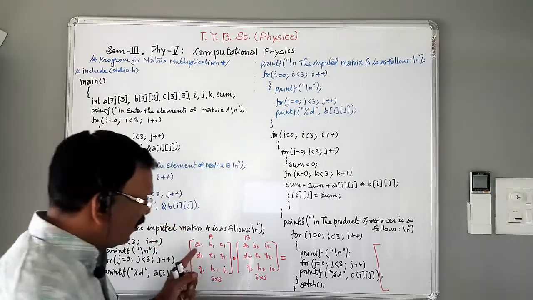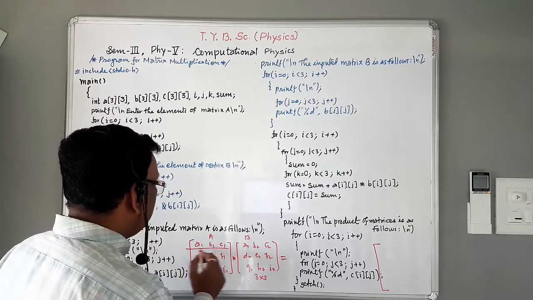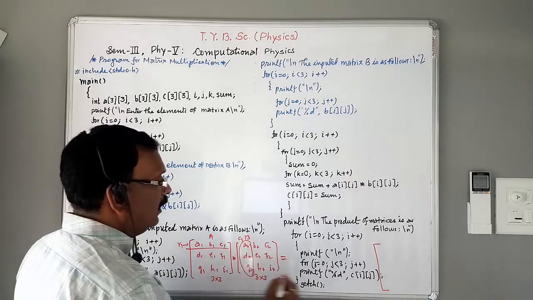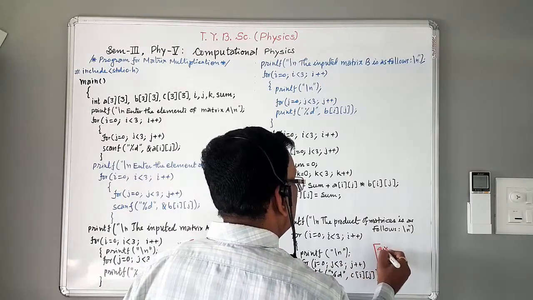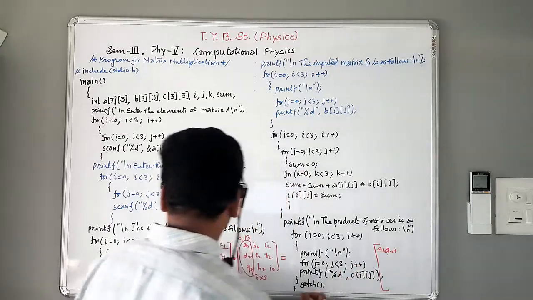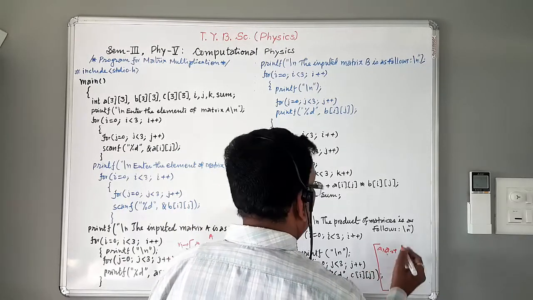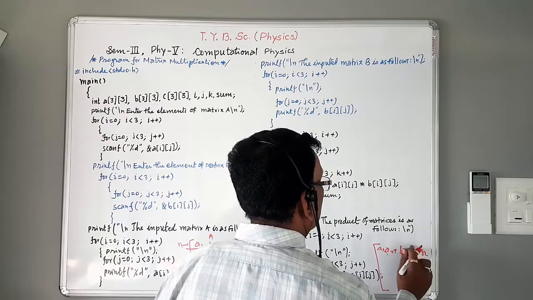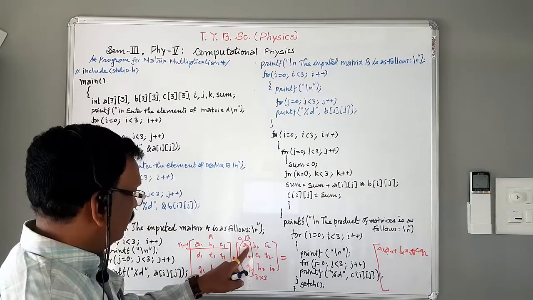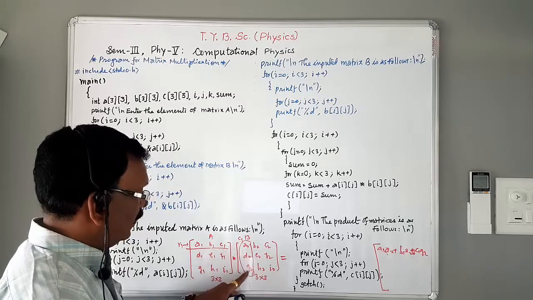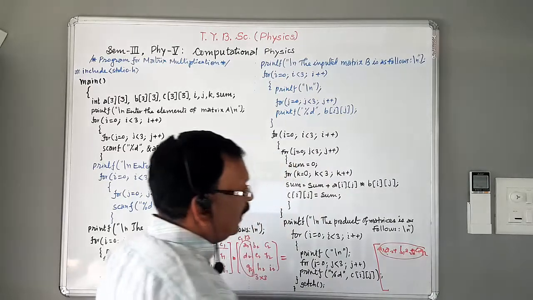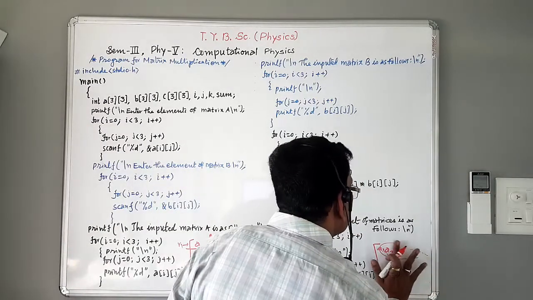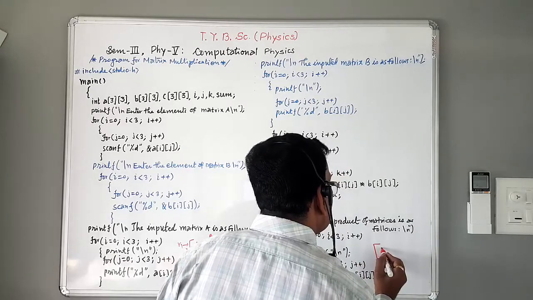Suppose here, see how the resultant matrix is obtained. Suppose this is the first row, R1, and this is the first column, C1. How can we take it? A1 into A2 plus B1 into D2, then C1 into G2. We take the addition like this: A1 A2, then B1 D2, C1 G2. Make the multiplication and along with that take the addition of every product and we get the first element. In this way we get the first element of the first row.